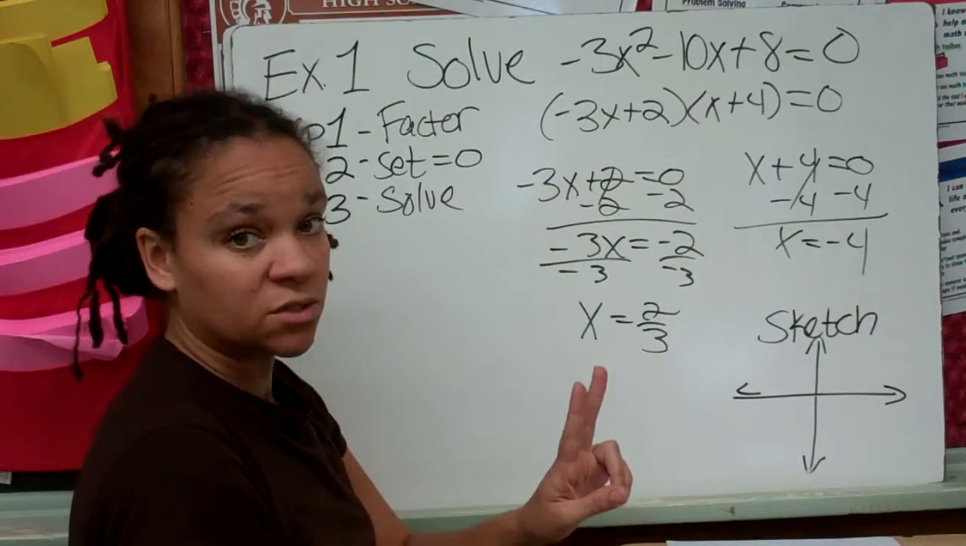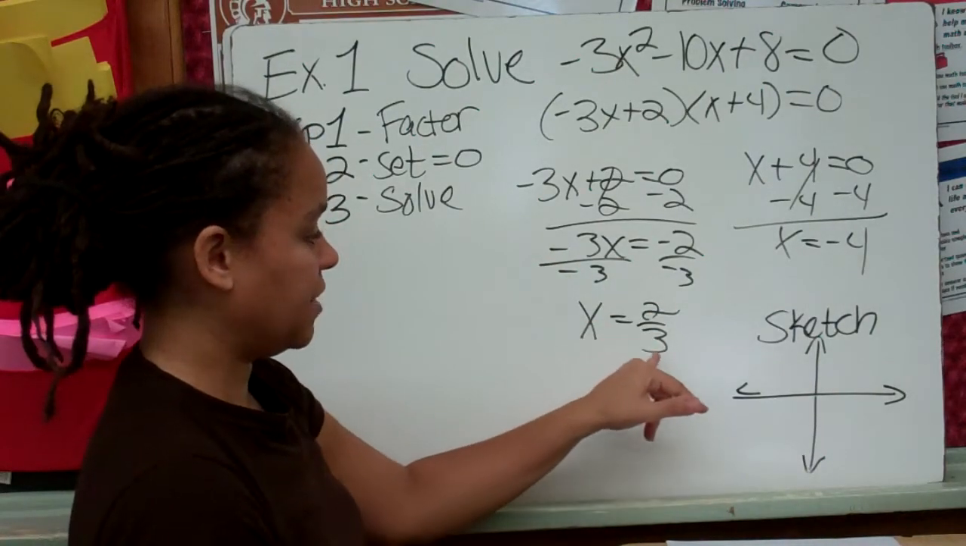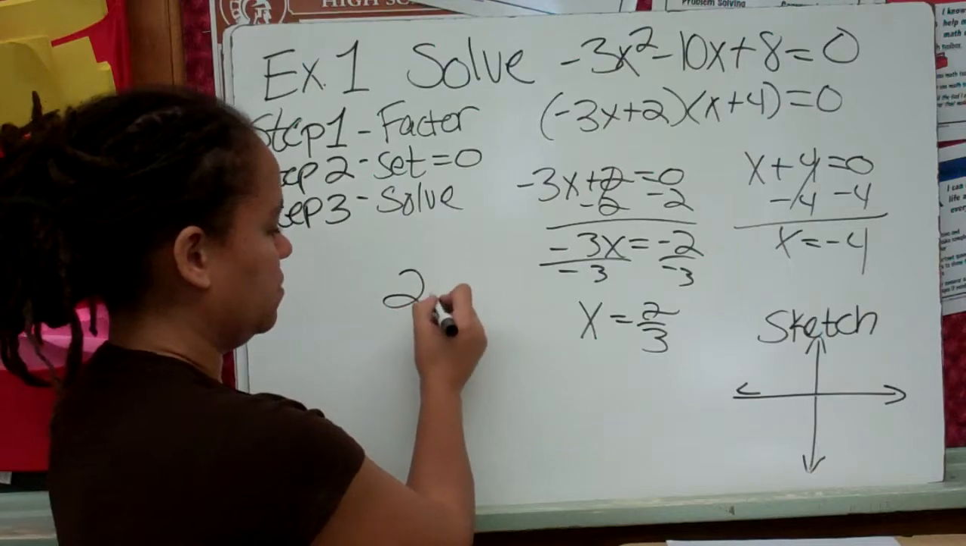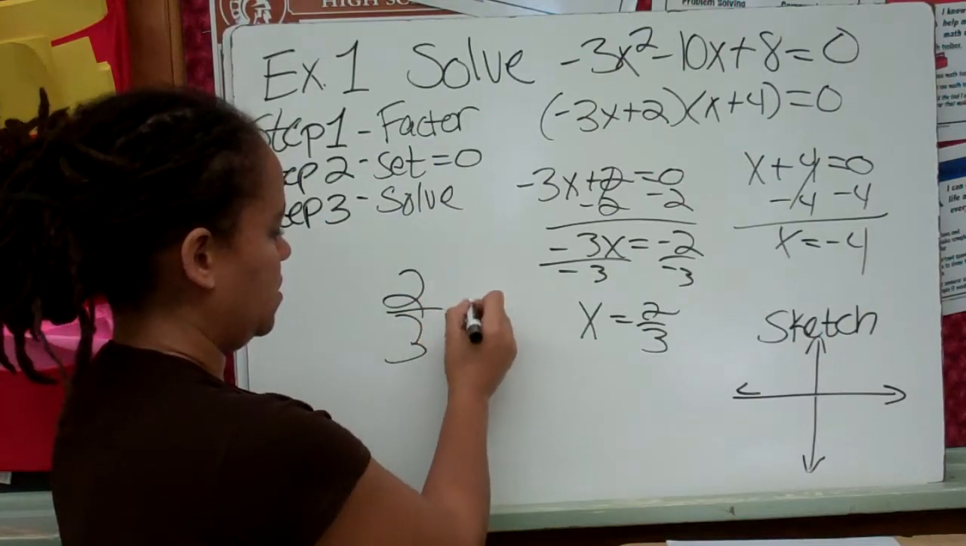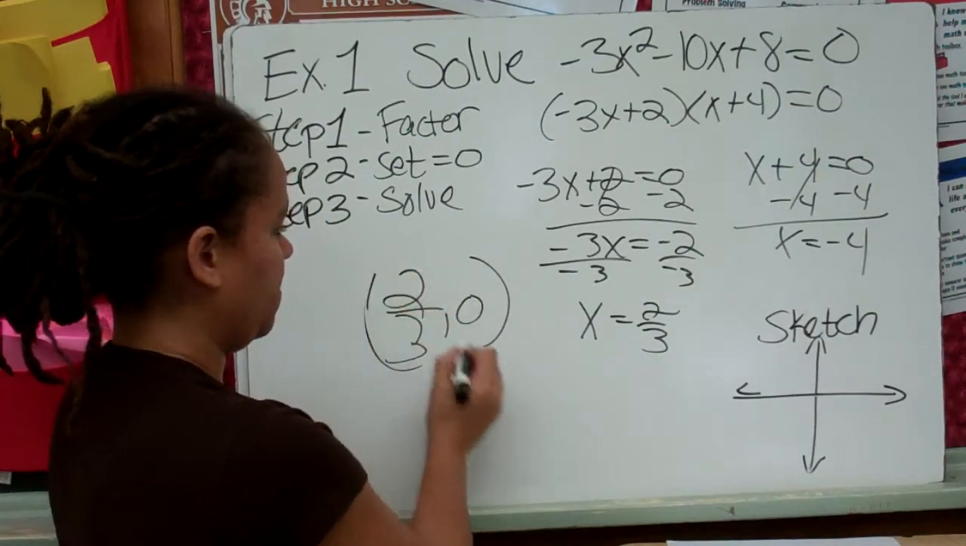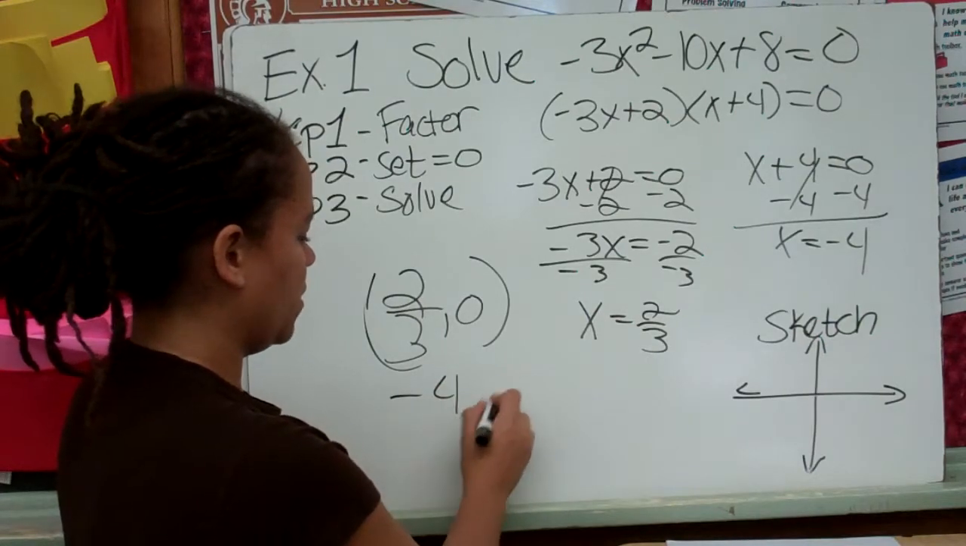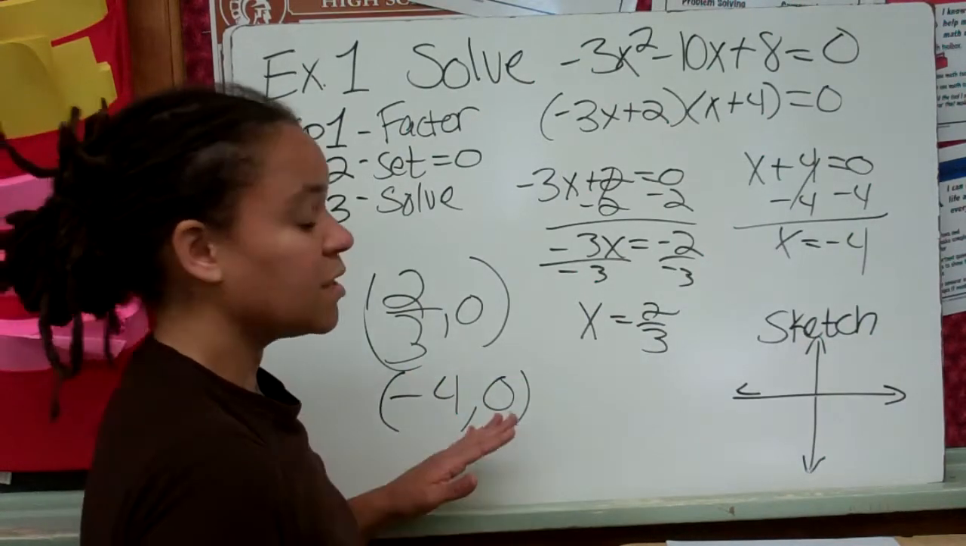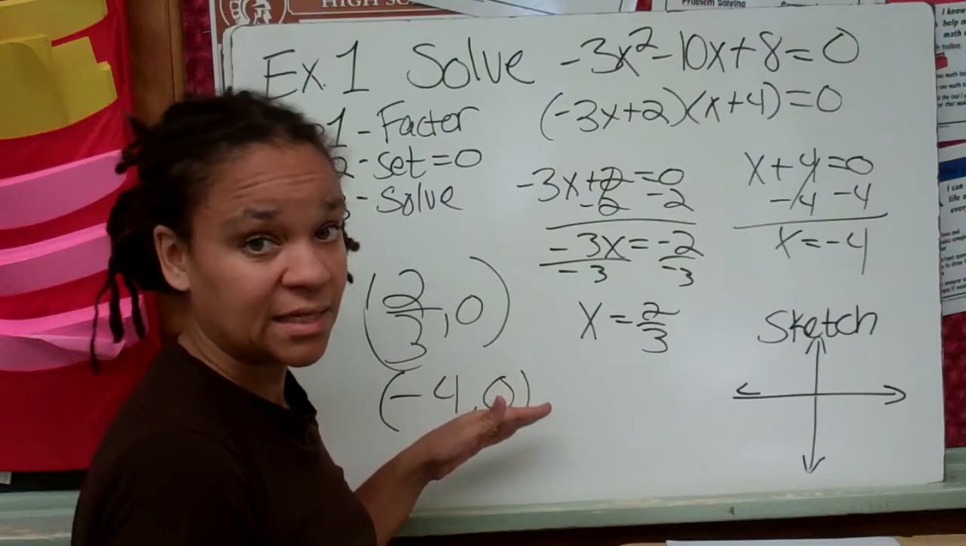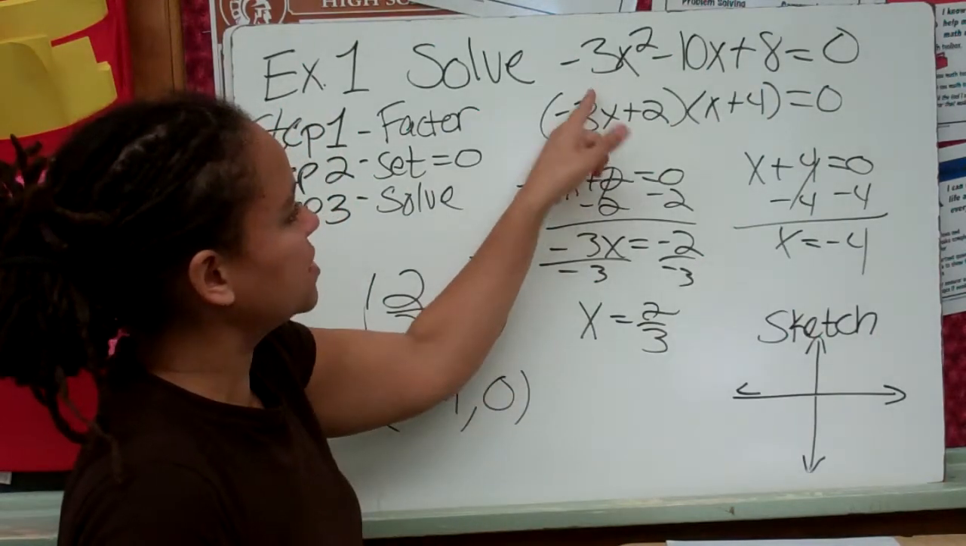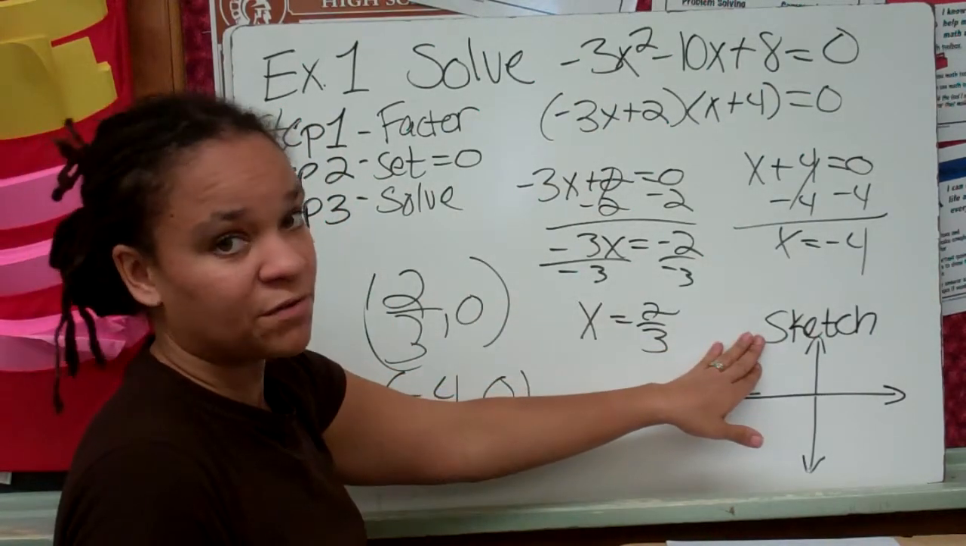So the 2 answers are 2/3, 0 as an ordered pair, and also negative 4, 0 as an ordered pair. These are the 2 places where it crosses the x-axis. Well, I can look at this. I'm going to sketch it. It does not have to be perfect.